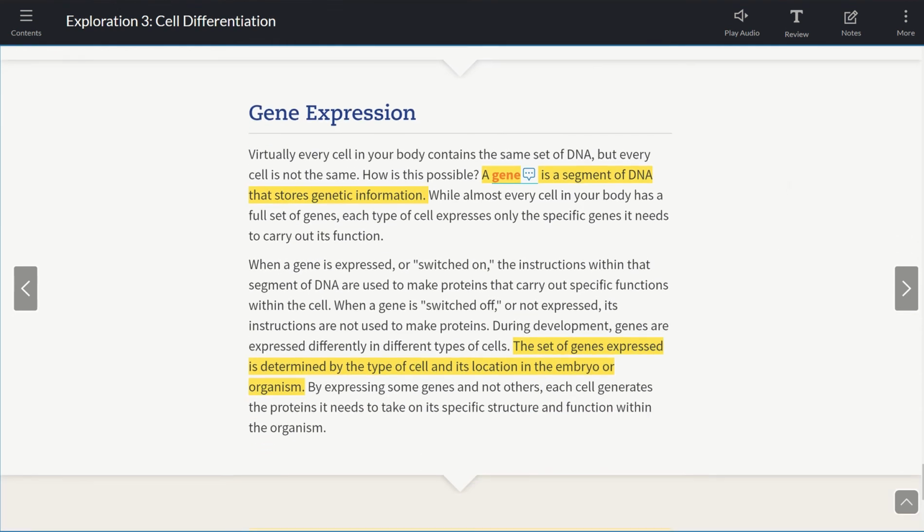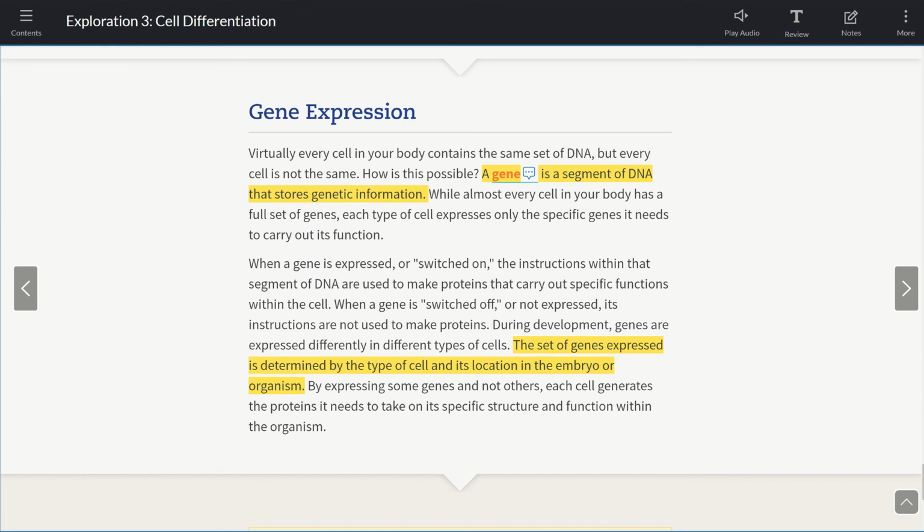Now, we're not going to talk a lot about gene expression because this is really something more that we'll talk about when we get to DNA. But I did want to introduce it to you because the expression of a gene is what turns a stem cell into a regular specialized cell. Your DNA is full of genes. In other words, segments of DNA. You can think about it kind of like chapters in a book. And each chapter contains information for how a specific part of your body is supposed to function.